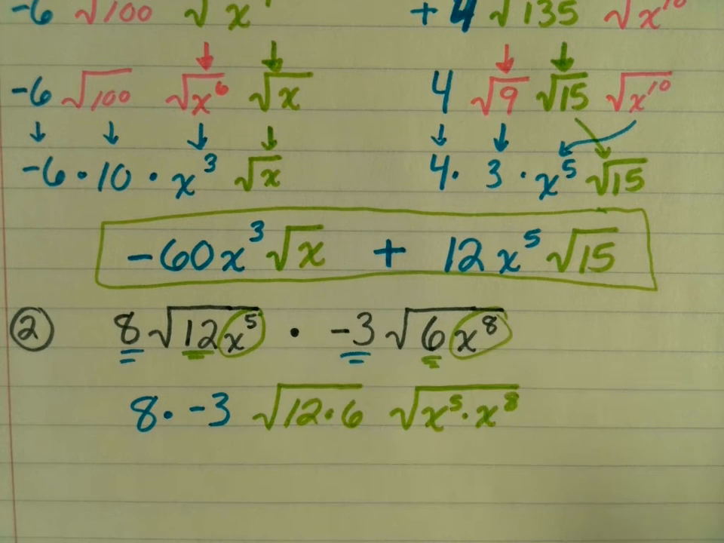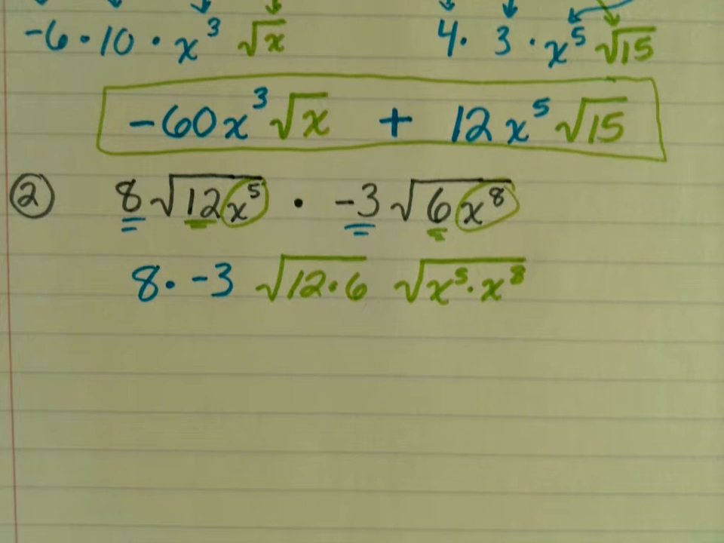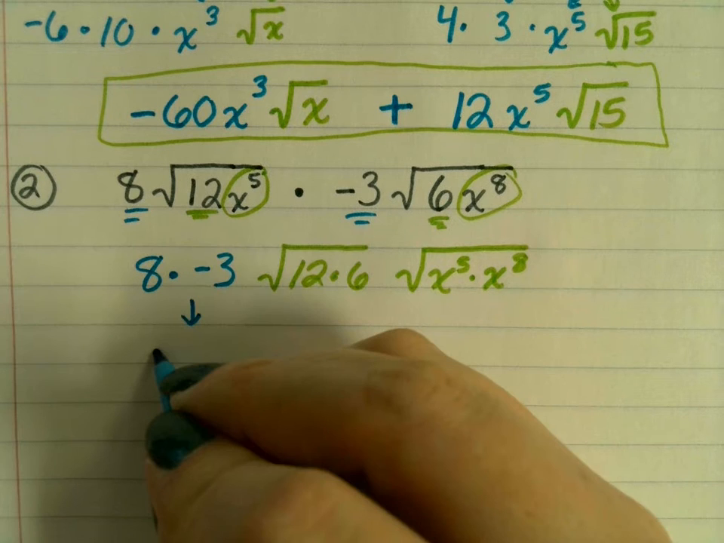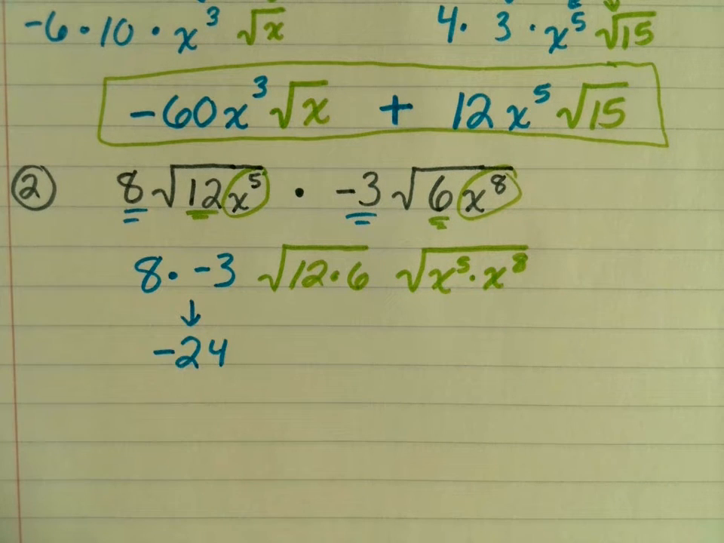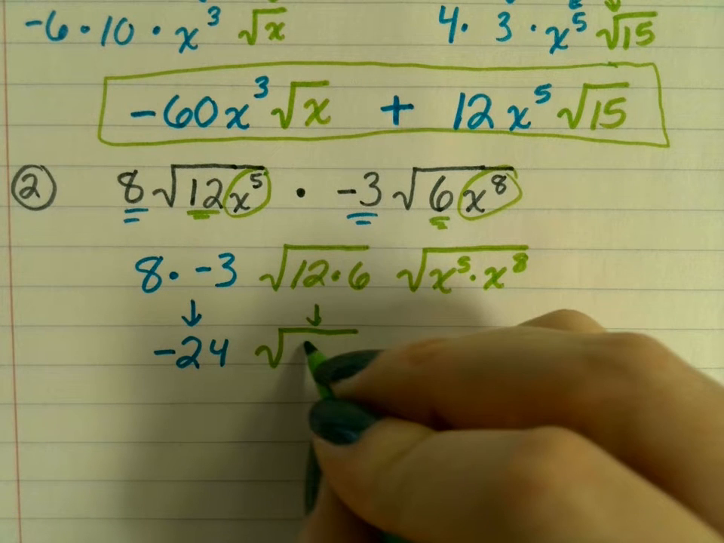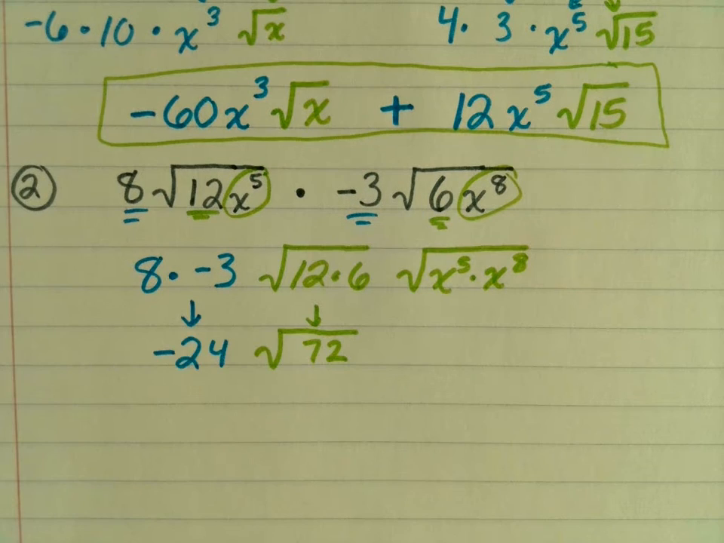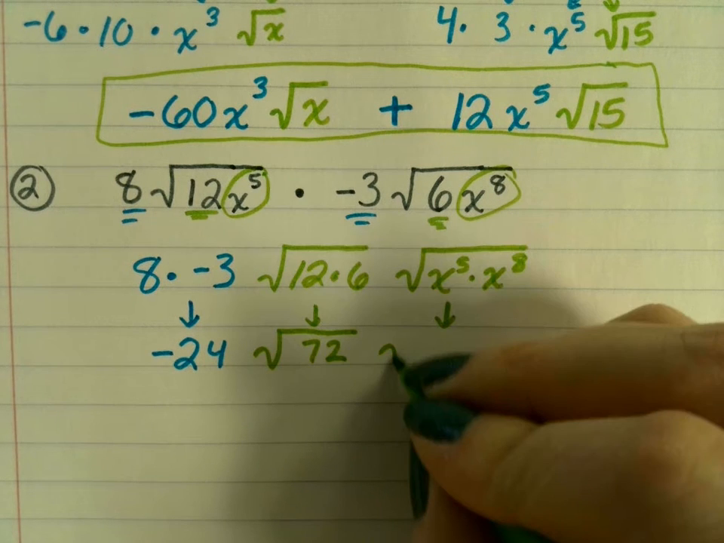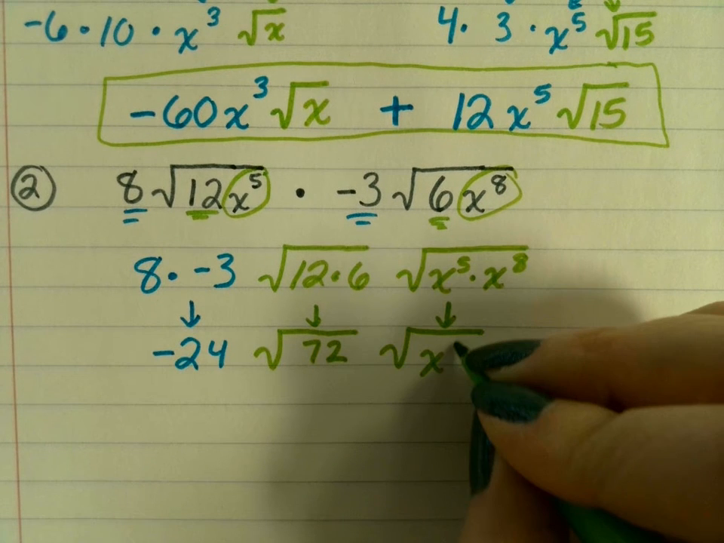Okay, 8 times negative 3 is going to give us negative 24. 12 times 6 is going to give us 72, so we have square root of 72. And then x to the 5th times x to the 8th is going to give us x to the 13th. We're just going to add those exponents together.